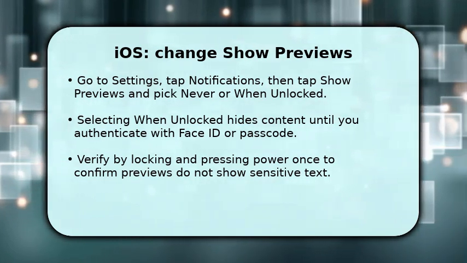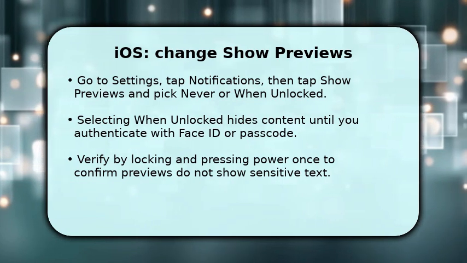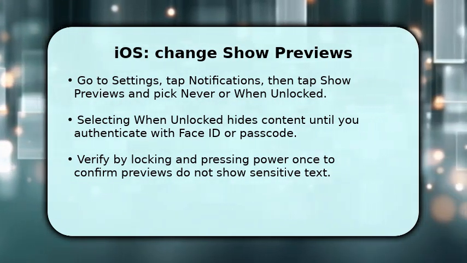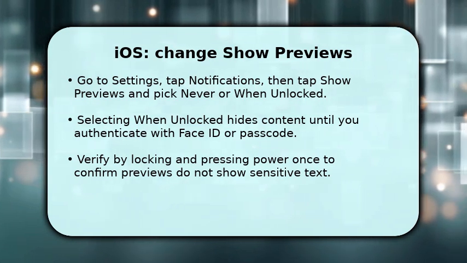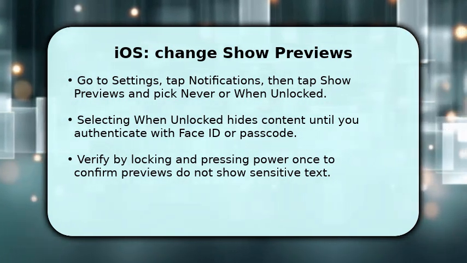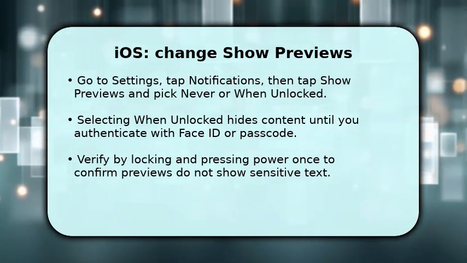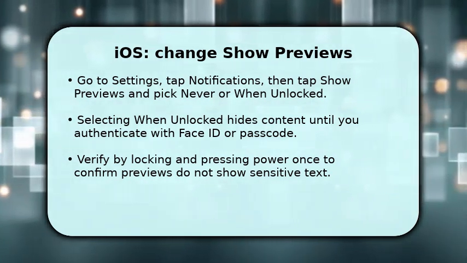For message apps, open Messages, then Notifications, and ensure Allow Notifications and Show Previews follow the system setting. After adjusting, lock your phone and press the power button once to test the change. Repeat for Mail, WhatsApp, and other apps that display sensitive content.